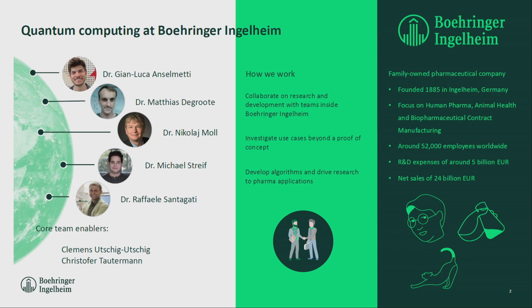A brief introduction about Boehringer Ingelheim. If you don't know us, we're the largest pharmaceutical company in Germany. There are around 50,000 employees worldwide, and we provide drugs for humans and for animals, and we recently ventured also into biotech contract manufacturing. So we provide a whole host of services. And inside the company, there's a team of 5 quantum computing scientists like me who work on these problems.